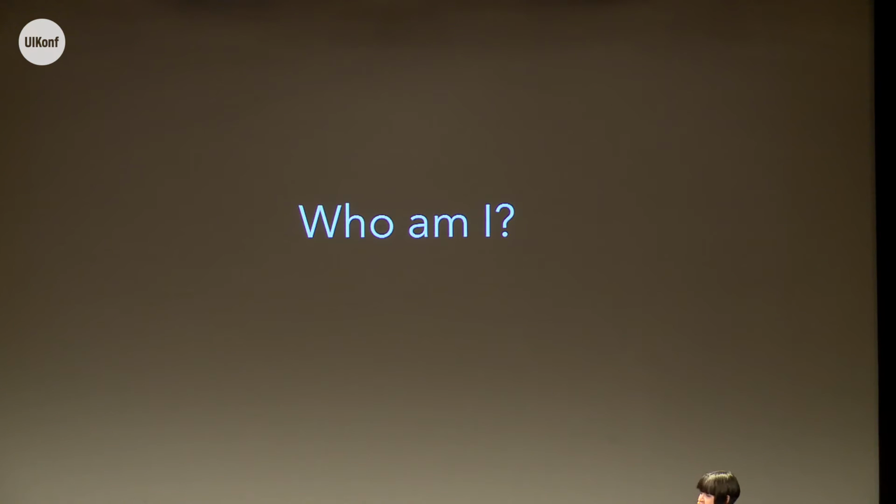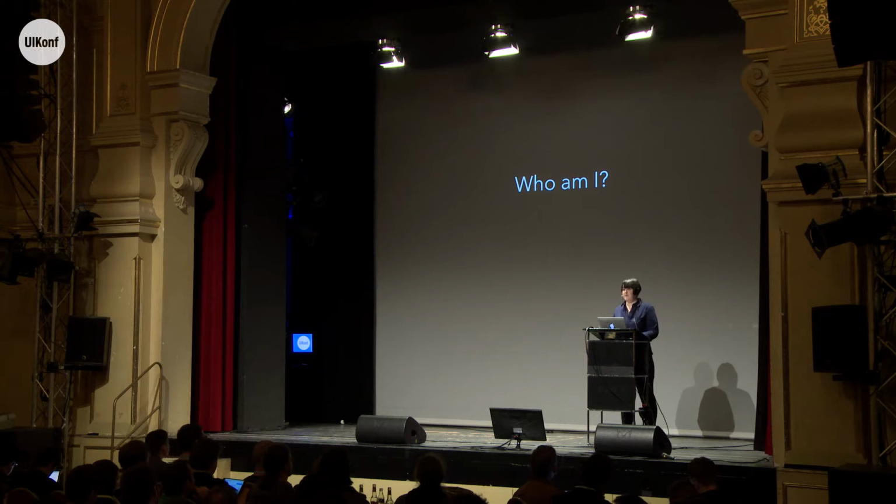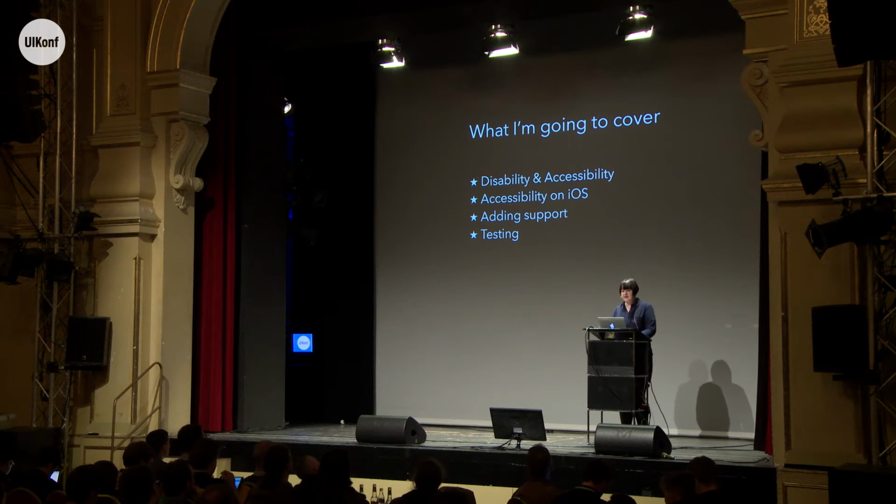So who am I? My name is Sally. I am an iOS developer. I'm currently head of app development at Dennis Publishing, which means I spend a lot of time making newsstand apps. And what I'm going to cover today is disability and accessibility, what they mean, as well as what we have on iOS for accessibility, how to add support, and finally how to test it.